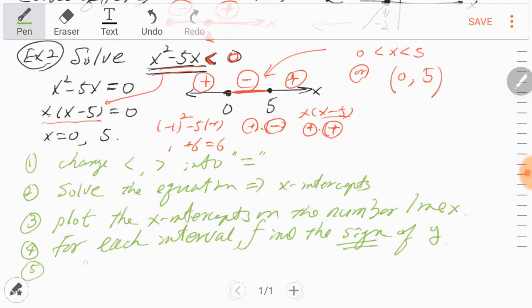Number 5, done. Then we select the interval, right? Select the intervals or interval that satisfy the inequality.